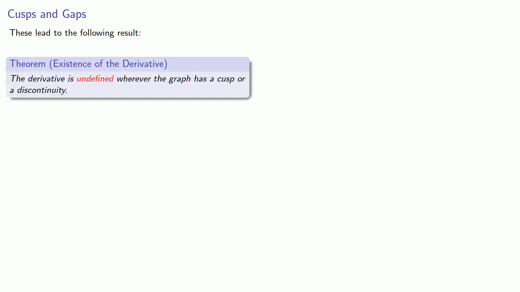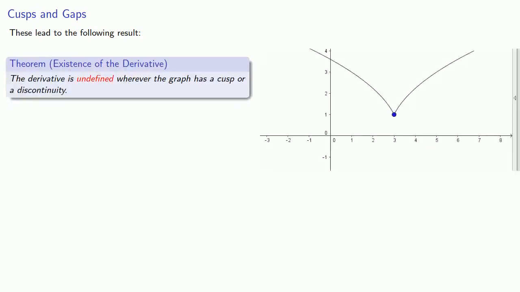And this leads to the following result, which is an important consequence of the derivative. The derivative is undefined wherever the graph has a cusp or a discontinuity.